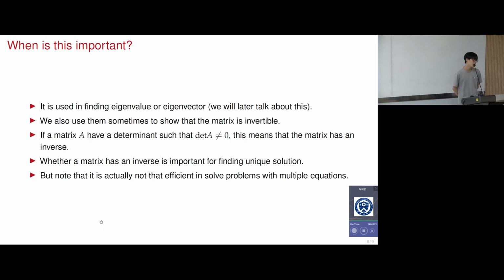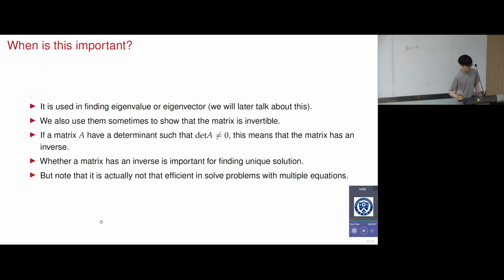And secondly, we also sometimes use them to show that the matrix is invertible. Remember, when we had the equation Ax = B, we said that if the determinant is non-zero, this means that A has an inverse. And if A has an inverse, we can multiply the inverse on both sides to get the unique solution for X. And if the determinant of A is 0, this means that X does not have a unique solution, right? So if you check the determinant, we can show whether X has a unique solution. So if a matrix A has a determinant such that det A is non-zero, this means that the matrix has an inverse.